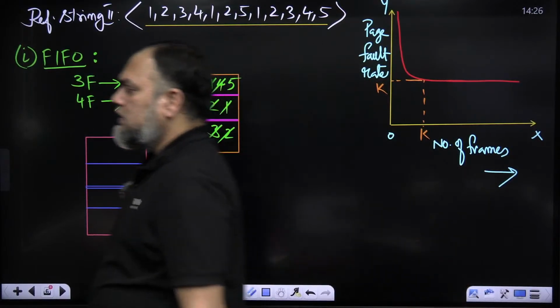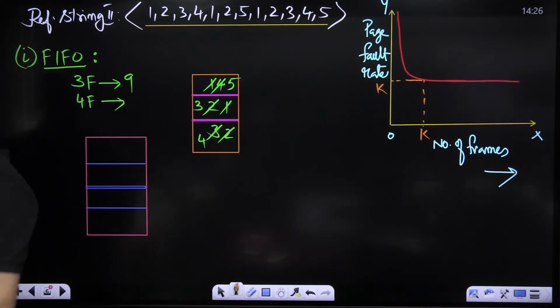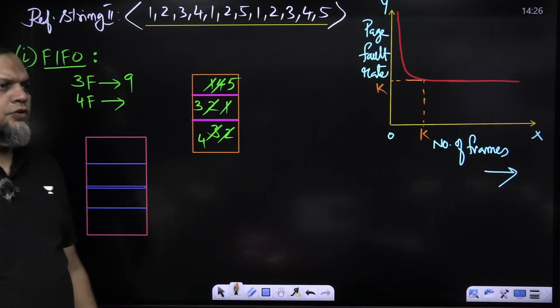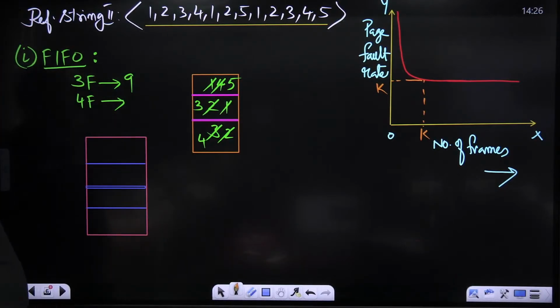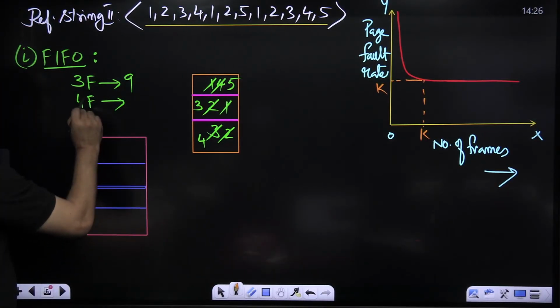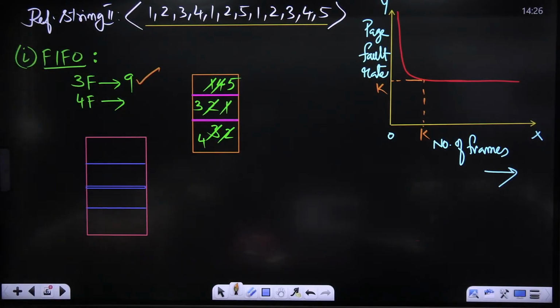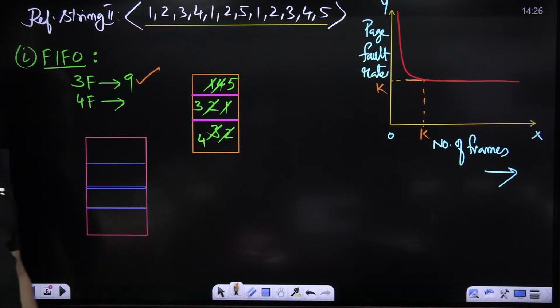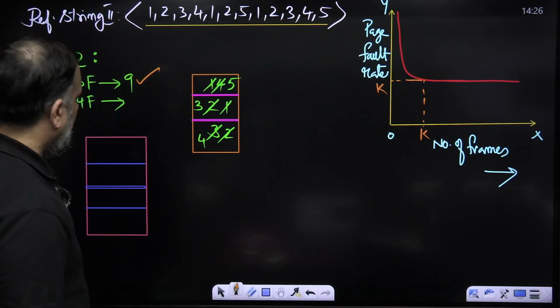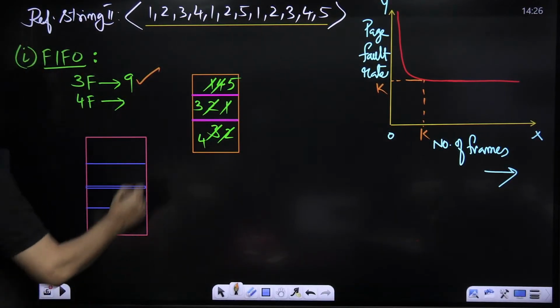Because based on this, एक हम important point conclude करेंगे. So please work out. Unless you work out, you cannot conclude that important point. 3 frames we have proved 9 page faults. With 4 frames, how many page faults? That's right, Siddhi. Siddhi is correct. 4 frames के साथ 10 page faults होंगे. Let us work out.